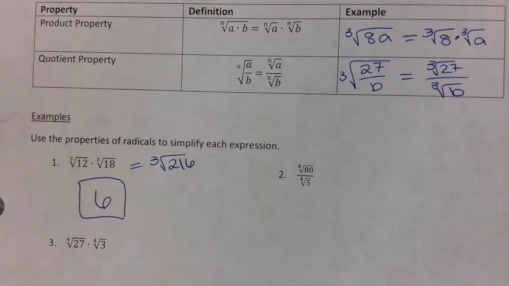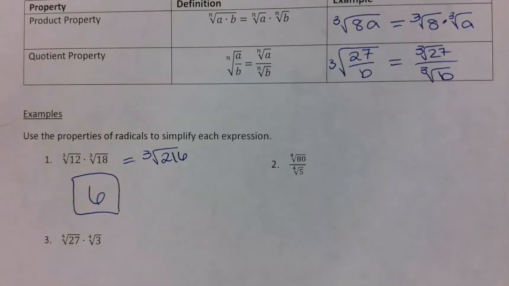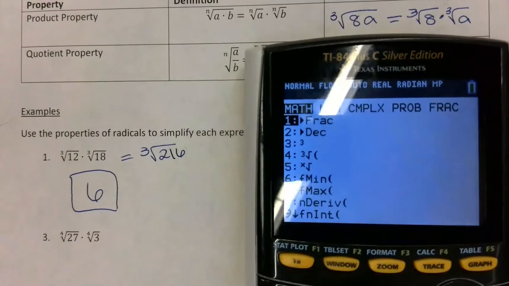Okay. So it works the same way with dividing ones. Wait, how do you do it? To get the cube root, you go math, and then choice 4. Math is a black button under the green button.